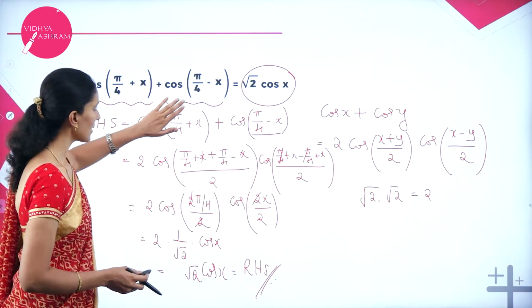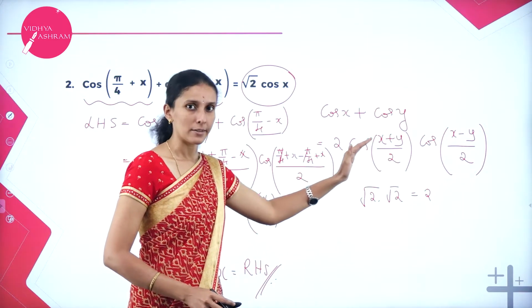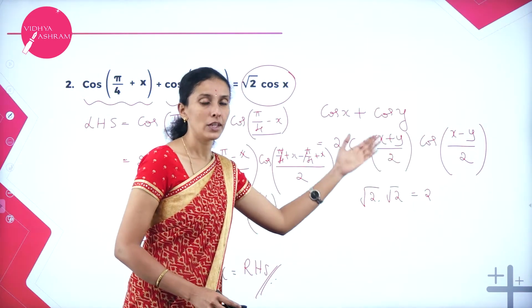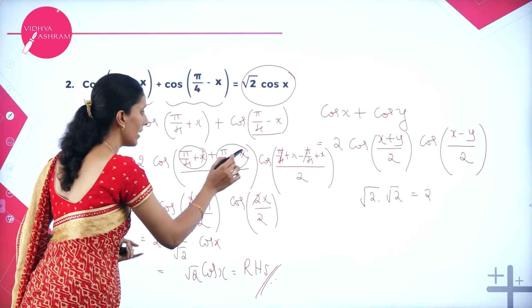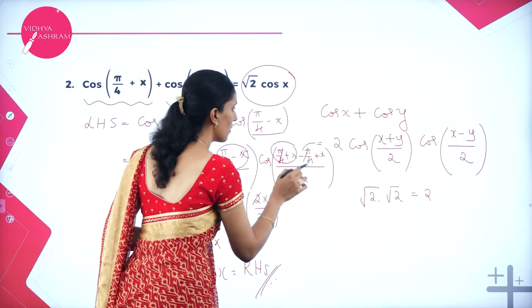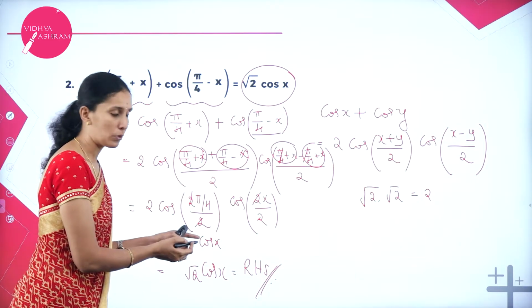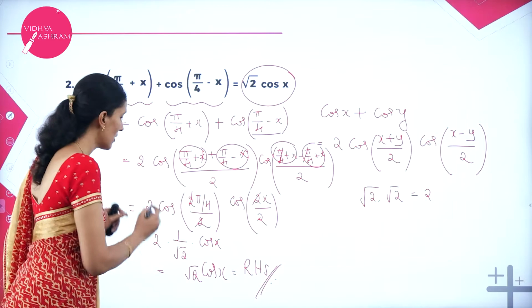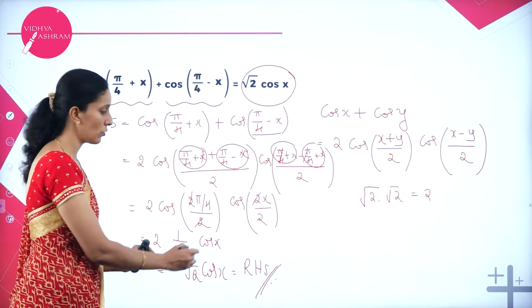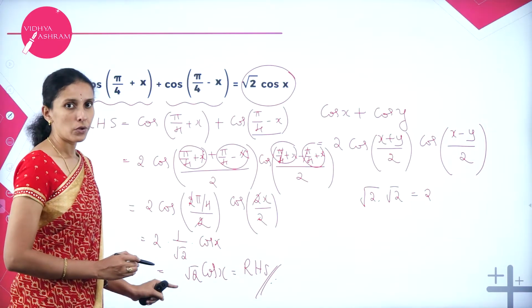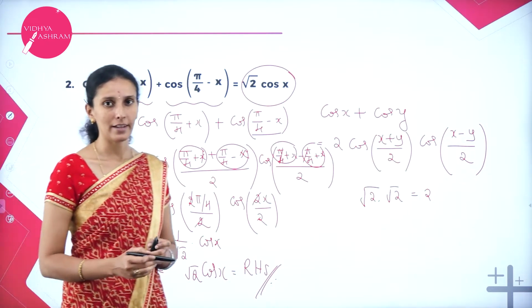We have cos x plus cos y form. So cos x plus cos y is nothing but 2 cos (x plus y) by 2 cos (x minus y) by 2. Apply this transformation formula here. Here this x plus y by 2, x minus y by 2. Then you will get 2 pi by 4 which cancels with the denominator 2. Here you will get 2x, again cancels. So it is cos pi by 4. What is the value of cos pi by 4? 1 by root 2, and this is cos x. 2 by root 2 can be written as root 2 by rationalizing or by cancelling. So you will get your right hand side part.